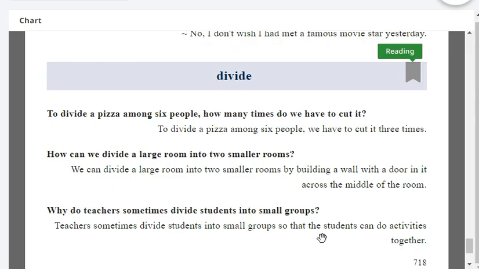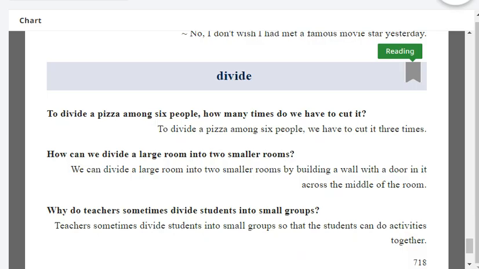How can we divide a large room into two smaller rooms? We can divide a large room into two smaller rooms by building a wall with a door in it across the middle of the room. Very good.